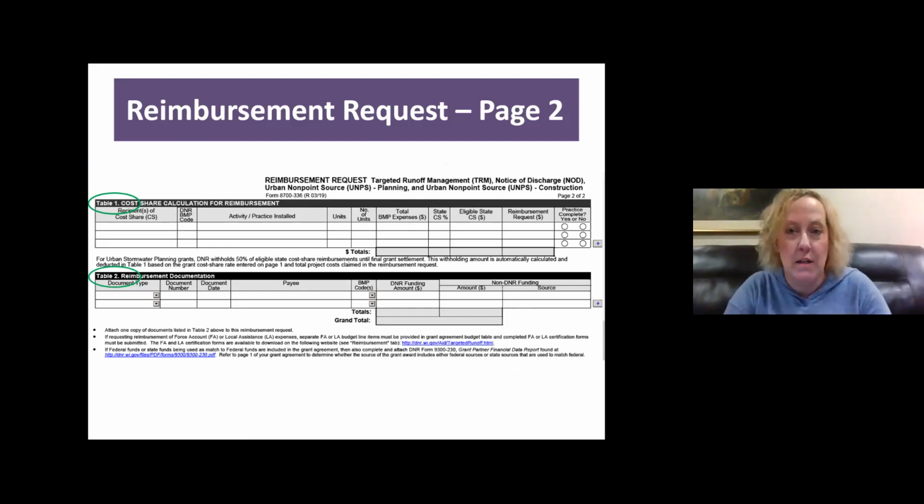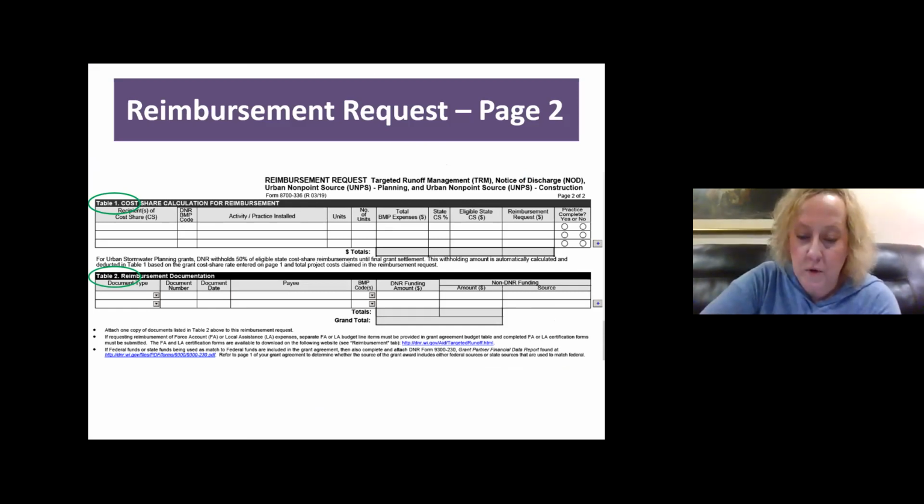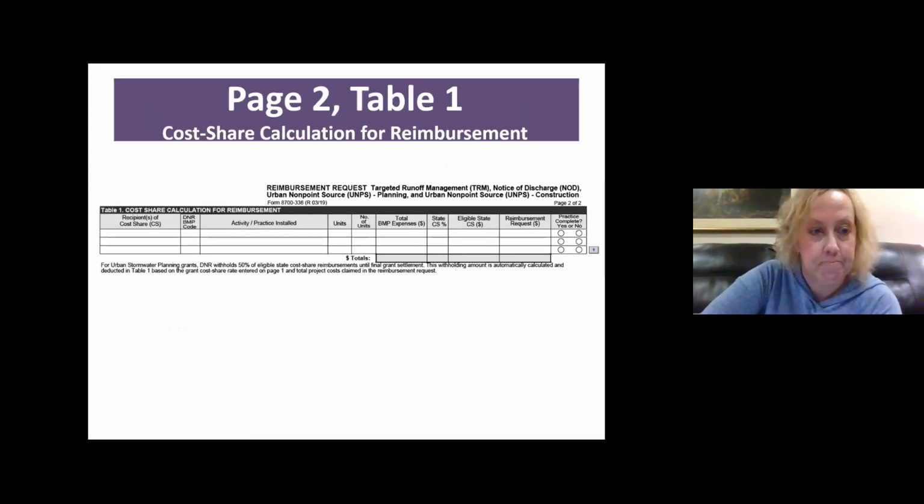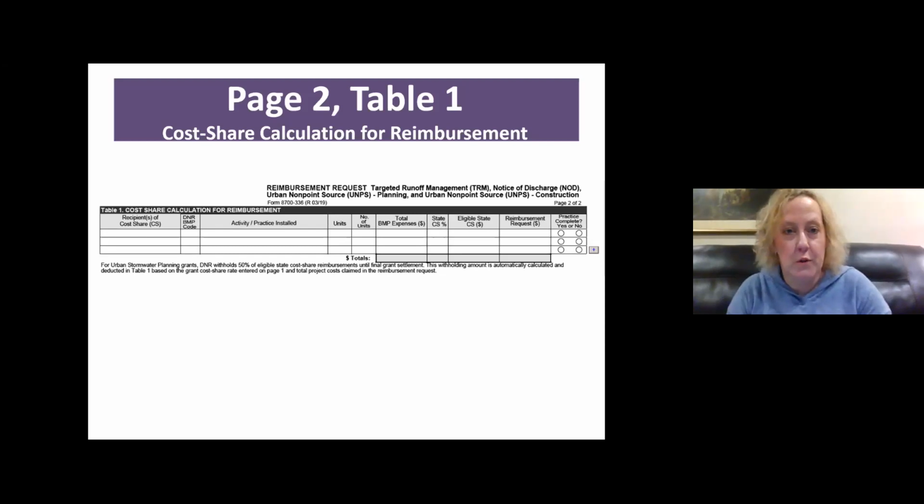So now we're going to move on to page 2 of the reimbursement request form. Table 1, you can see table 1 and table 2. And we're going to go through in the next several slides, essentially what is needed in each of these tables to make sure that your cost share agreement is accurate and we can reimburse it in a timely fashion. So first and foremost, we'll talk about table 1.